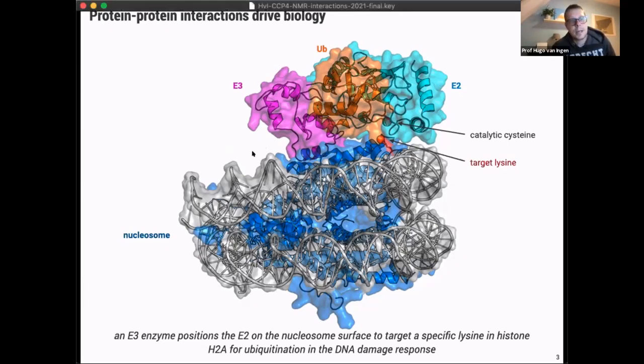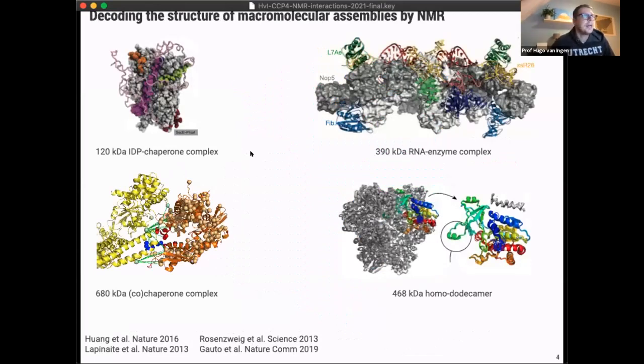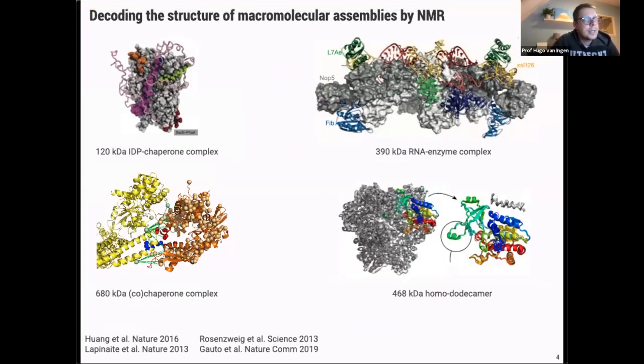So you may think, yeah, okay, what has NMR to do in this area of very large systems? Isn't that only for small protein domains? Well, that's certainly not true. Here you see 4 examples from literature where people have used mainly structural information coming from NMR to determine the architecture and the structure of complexes well above 100 kilodalton up to half a megadalton size.